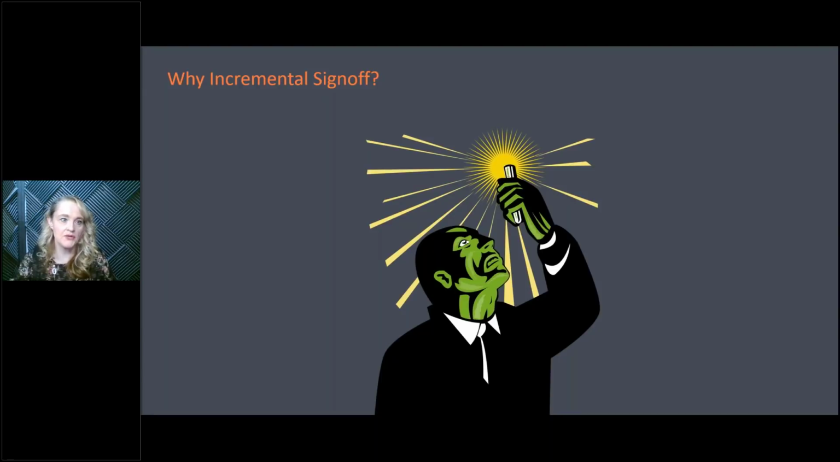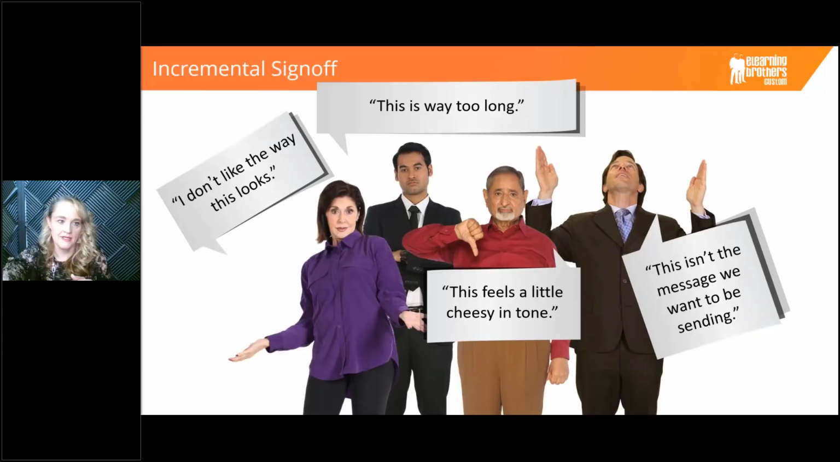And so when you get those incremental sign-offs at the beginning, middle, and end, if nothing else, it prevents you from having that aha moment at the very end, where you're thinking it's the most amazing thing that you've ever created, and they just aren't having anything to do with it. So instead of having that aha moment, you have this: I don't like the way it looks. This is way too long. Feels a little bit cheesy in tone. This isn't the messaging we want to be sending.